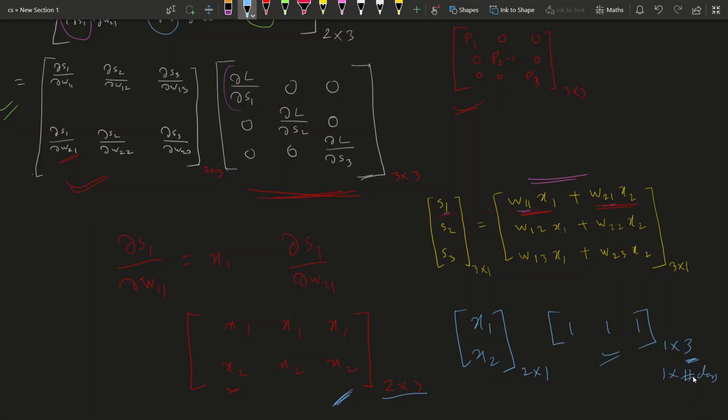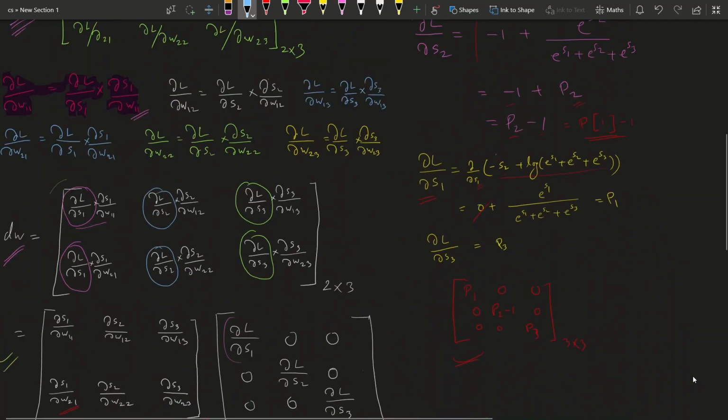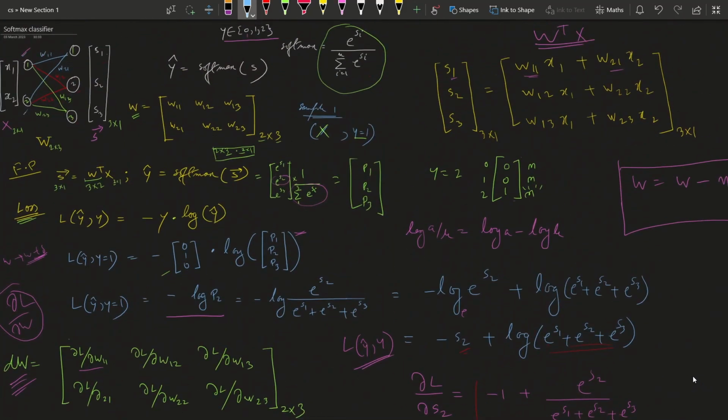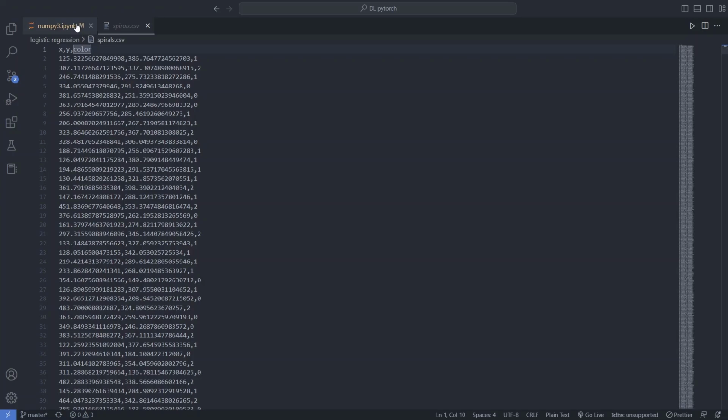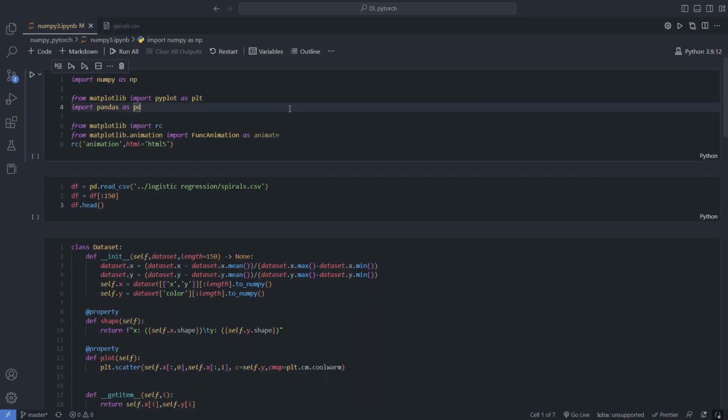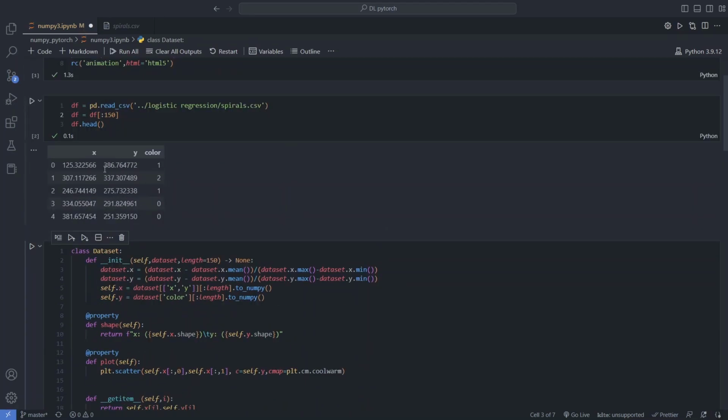Now let's jump into the code, shall we? I hope every mathematics is clear. Now let's jump into the code. So first we will run this cell. We'll import everything. Next is our dataset. Let me run this. This is our lovely dataset.